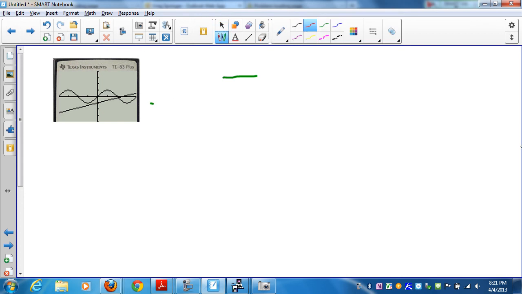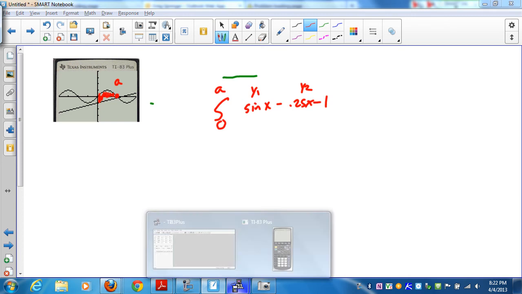Now, the y-axis in this area would be this. So we have to figure out where this intersection is. It looks like we're going to go from 0 to whatever that intersection is. We'll call that point A. And the top curve minus the bottom curve, right? So it's going to be sine of x minus the second function, 0.25x minus 1. And remember, we put this in y1 and this one in y2. So this will be good practice for the calculator.